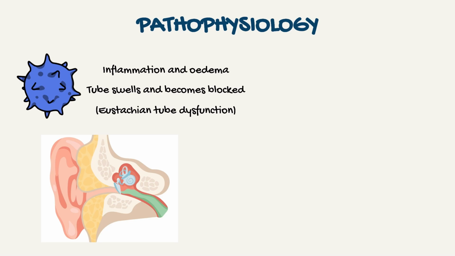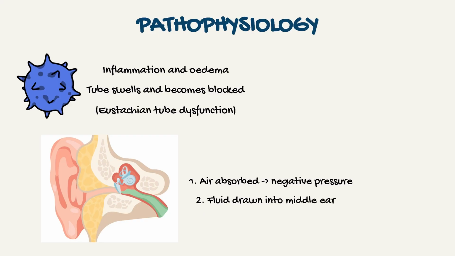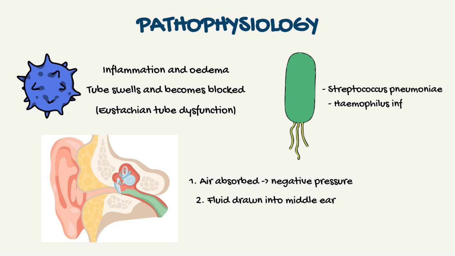Once blocked, 2 things can happen. Air is absorbed, creating a negative pressure in the middle ear. This is what causes the initial pain. A sterile transudate, or fluid, is drawn into the middle ear space to fill this vacuum. This stagnant fluid is a perfect, warm, nutrient-rich broth for bacteria. Pathogens from the nasopharynx ascend the eustachian tube and cause a secondary bacterial infection. The big 3 pathogens you must know for exams are Streptococcus pneumoniae, Haemophilus influenzae, and Moraxella catarrhalis.